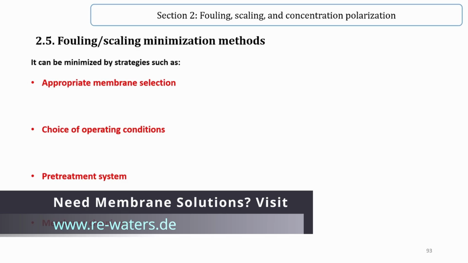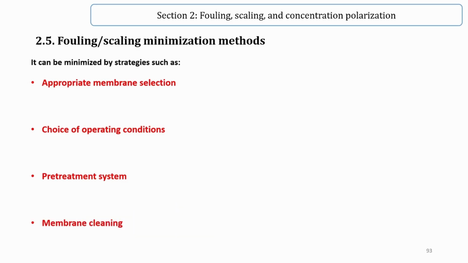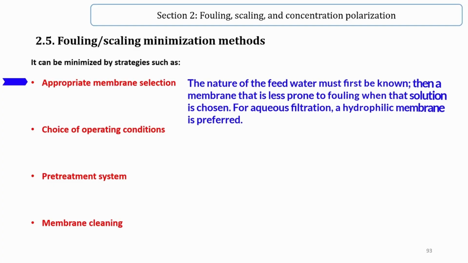Fouling and scaling minimization methods. Fouling and scaling can be minimized by strategies such as appropriate membrane selection, choice of operating conditions, pre-treatment system, and membrane cleaning. The first strategy to minimize membrane fouling is the use of the appropriate membrane for a specific operation. The nature of the feed water must first be known, then a membrane that is less prone to fouling when that solution is chosen. For aqueous filtration, a hydrophilic membrane is preferred.